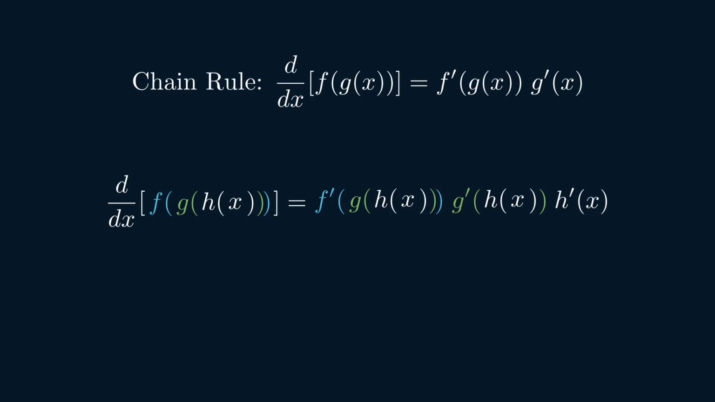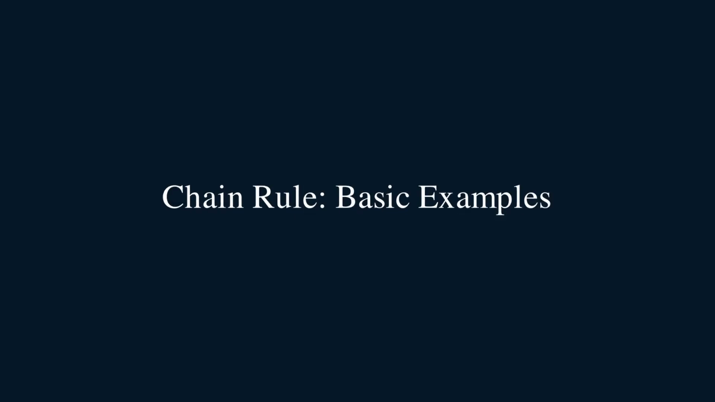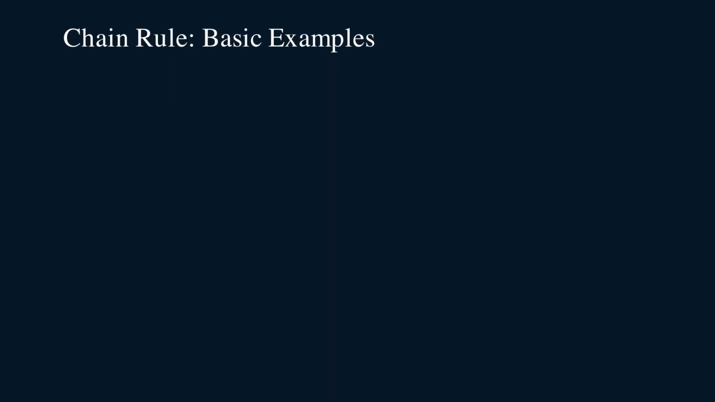In the chain rule, each function in the composition acts like a link in a chain. To find the overall derivative, we take the derivative of each link and multiply them together. Now, we will apply the chain rule to find the derivatives of some composite functions. Let's use some known derivatives.